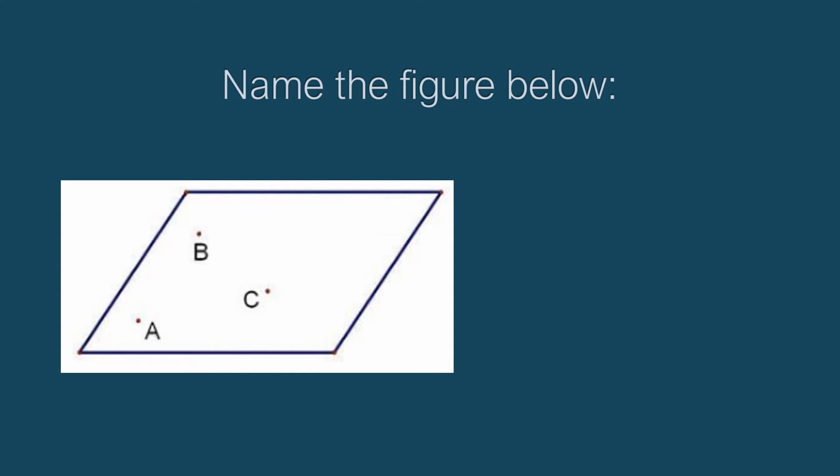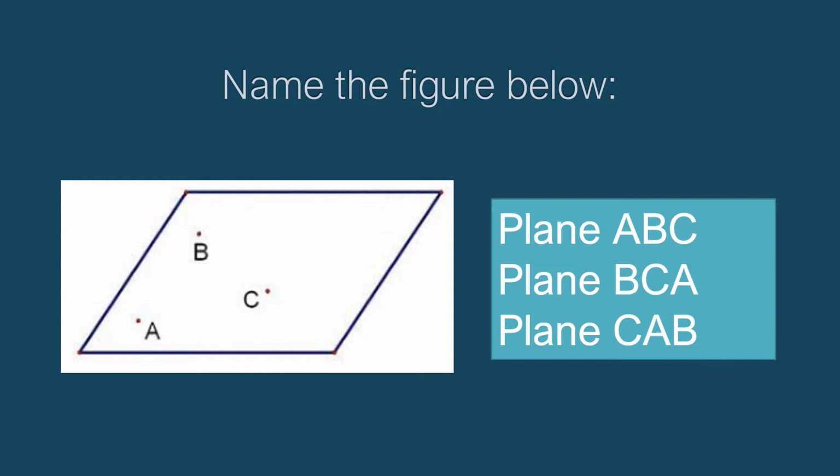This one, you have your parallelogram with your points. It has 3 points in there. So this one is a plane. You can name it like this, or you can also do the little parallelogram thing and you can name it plane ABC, or you could do the shape and do BCA, whatever you would like to do on that one.